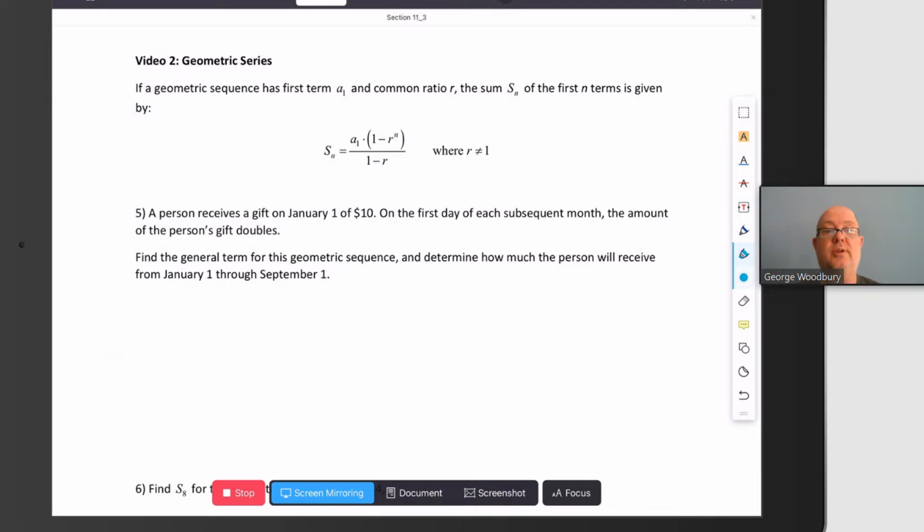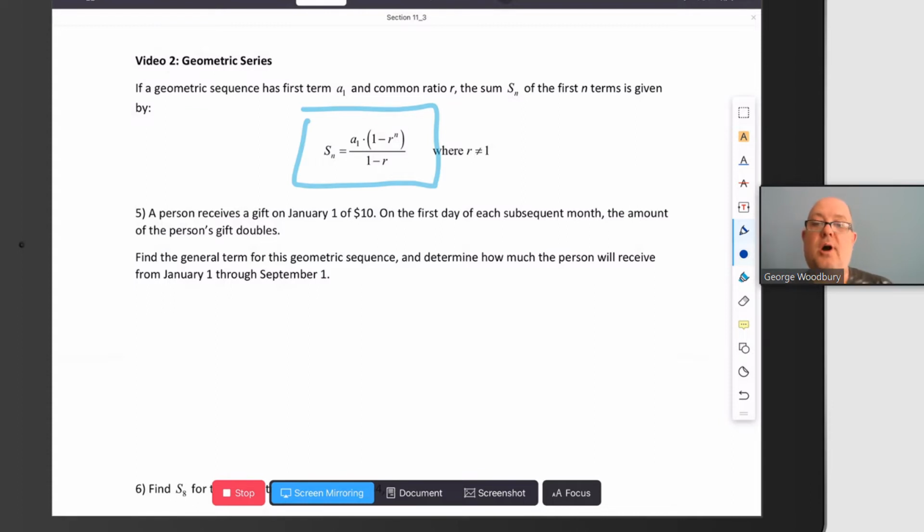Remember that a geometric sequence starts with the term a sub 1 and gets multiplied by a common ratio r to find successive terms. The sum of the first n terms of one of these sequences is given by the formula on the screen. S sub n equals a sub 1 times 1 minus the common ratio raised to the nth power, all divided by 1 minus the common ratio. And that holds true as long as the common ratio isn't 1.